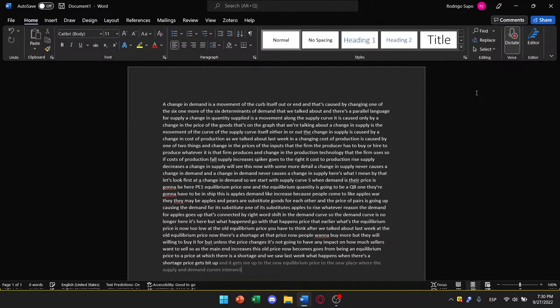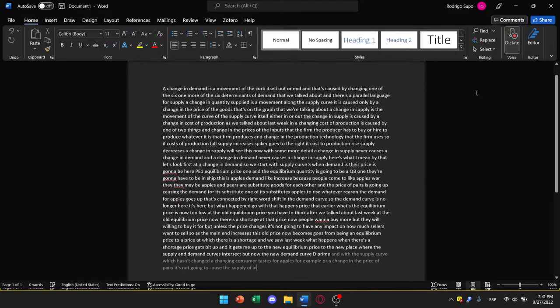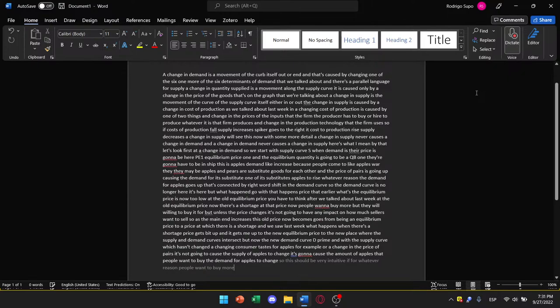And now the new demand curve, D prime, and the supply curve, which hasn't changed. A change in consumer taste for apples, for example, or a change in the price of pears, is not going to cause the supply of apples to change. It's going to cause the amount of apples that people want to buy, the demand for apples, to change. So this should be very intuitive. If for whatever reason, people want to buy more, they like apples better, at any given price, they want to buy more apples.